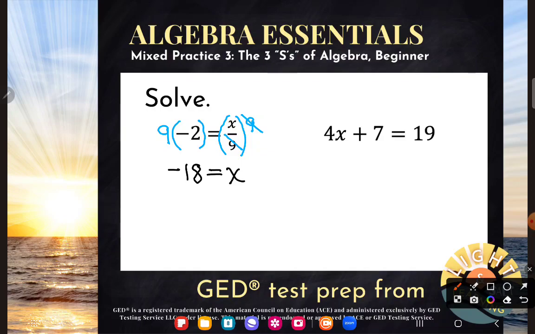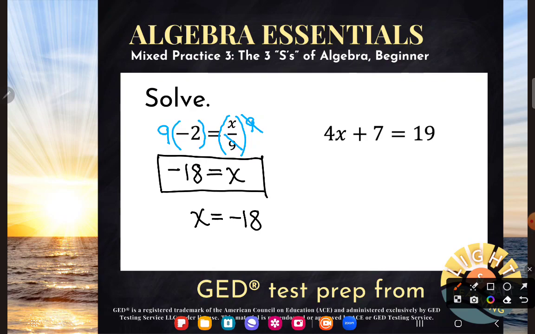And this is a fine answer. -18 is equal to x. Most of the time in math, you'll see it written the other way around. x is equal to -18. So if it's like that in your answer key, don't freak out. But they both mean the exact same thing. So yay, you know what x is. x is -18. Strong work.